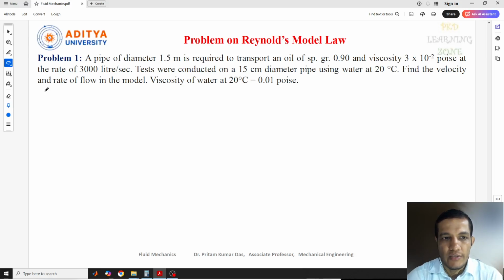And here, what are the quantities given? That is for the prototype. The prototype data are given and we need to find out the answer for the model. So first of all, we'll see what data are given in this question. At the start, let's write down the data given.